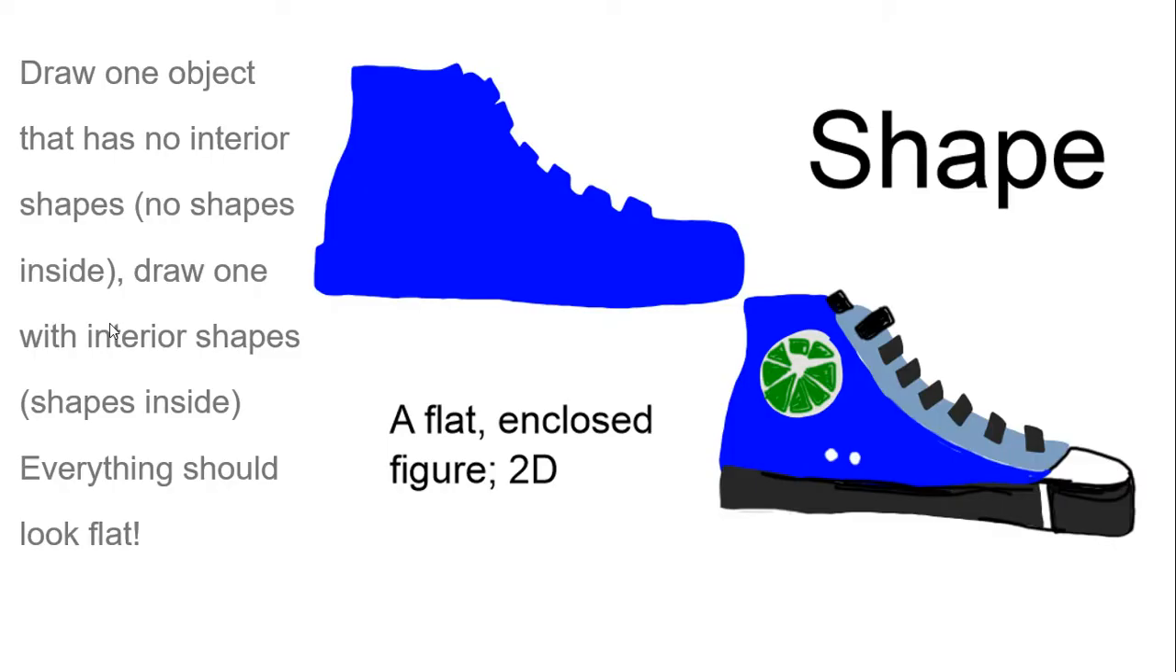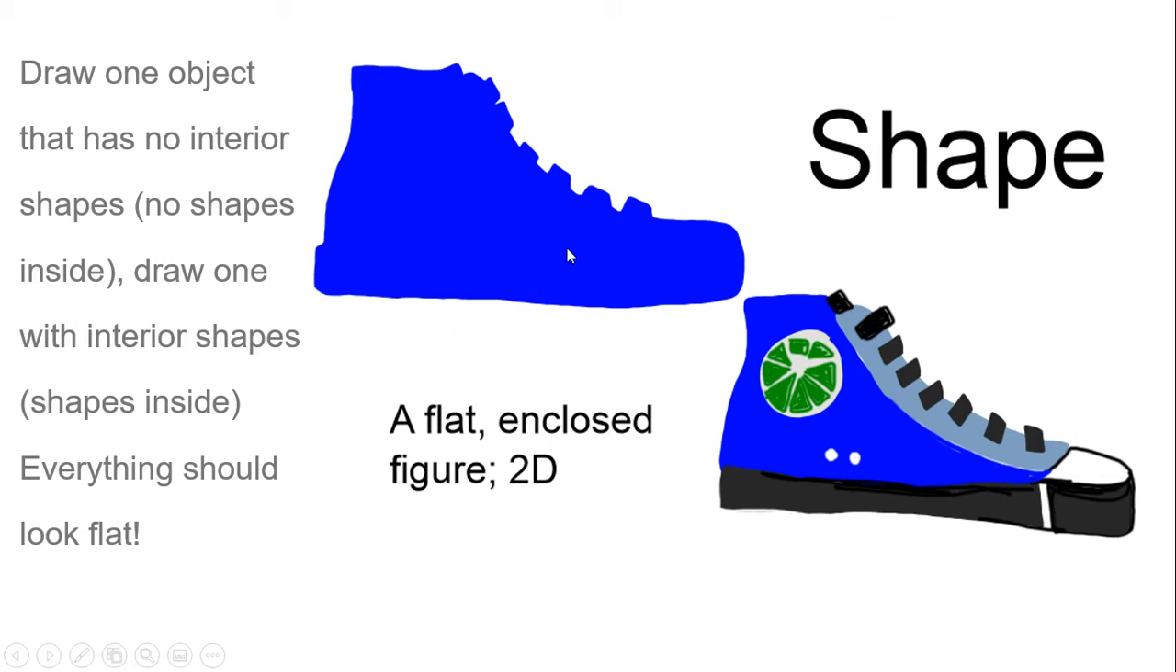The second element is shape. So the definition of shape is a flat enclosed figure. So line can make a shape, but unless it's enclosed in itself, it's not going to. So that's kind of the difference between line and shape. It's 2-dimensional, so there's only height and width. There's no depth here, so we're going with just flat 2D.